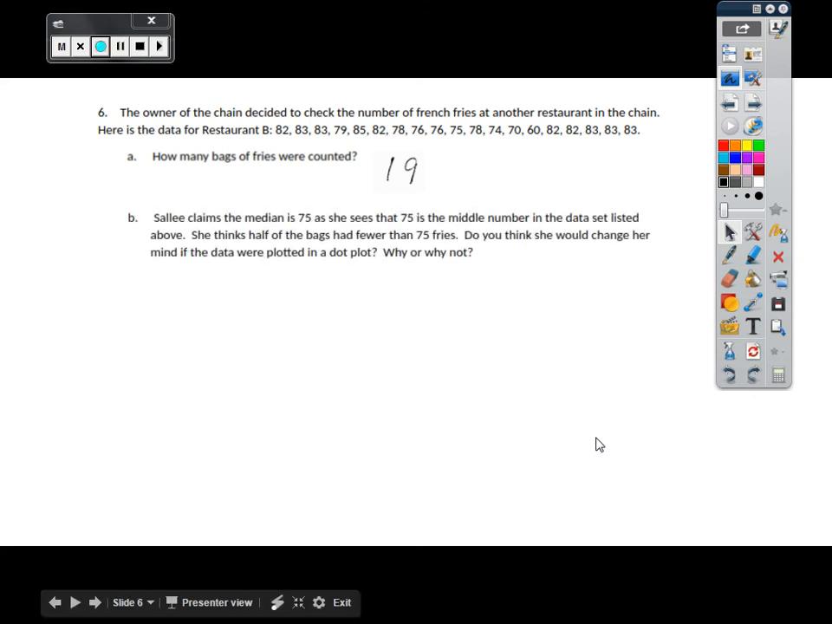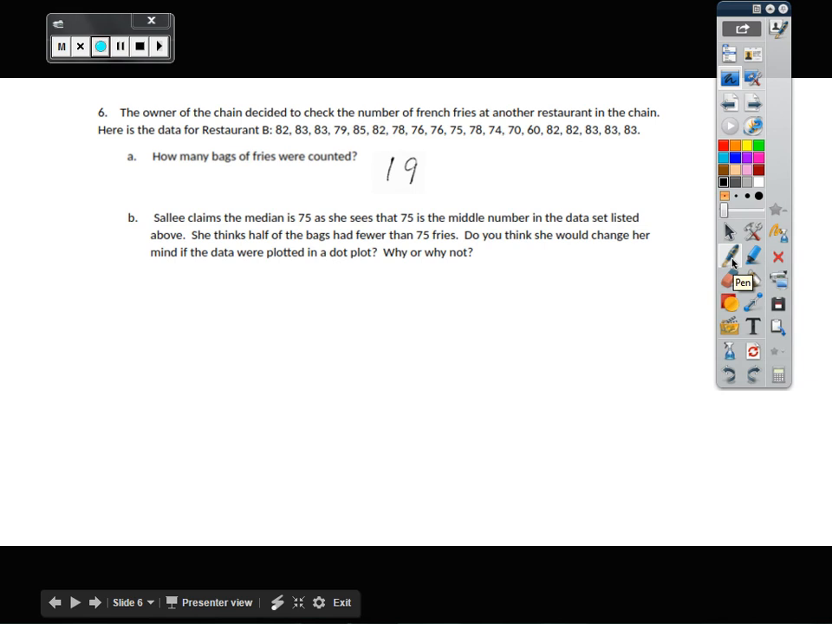B. Sally claims the median is 75 as she sees that 75 is the middle number in the data set listed above. She thinks half the bags had fewer than 75 fries. Do you think she would change her mind if the data were plotted in a dot plot? Why or why not? So, Sally thinks that this 75 is the median. Is she correct?